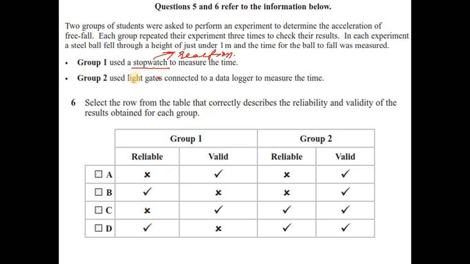But if you see, group 2 is using light gates and the data logger. So for A, yes, now of course it is reliable. For group 2, the method is reliable because there is no reaction time involved. Readings are taken automatically. Everything is automatic, no human observation is involved. So meaning group 1 reliable, valid. Yes, so your option is C.